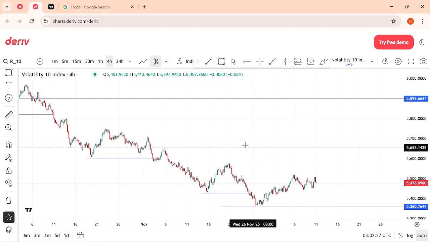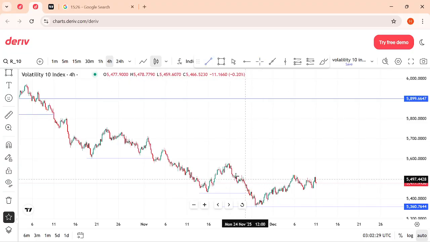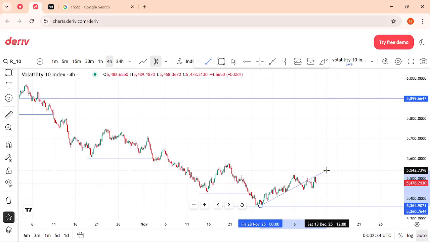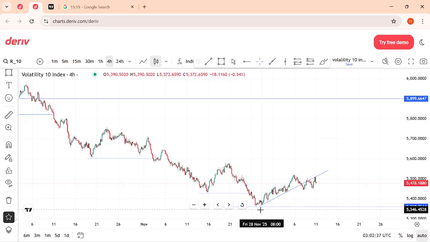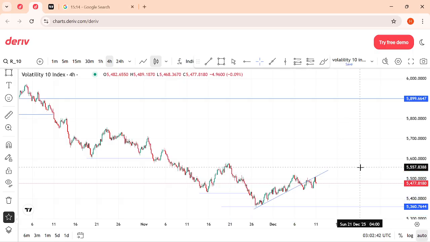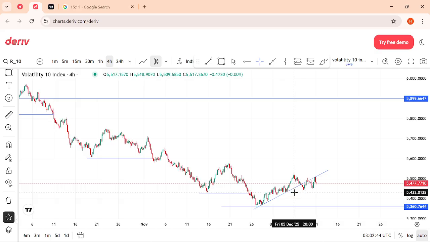Now initially I was of the view that we've had a break of trend line, which is still true. We've had a break of trend line here, and we've had price break into the trend line, giving us a confirmation, gave us a rejection, broke into the trend line again, gave us a retest to the trend line, and then it's dropping. So now there are two buyers we can have on this Volatility 10 index.